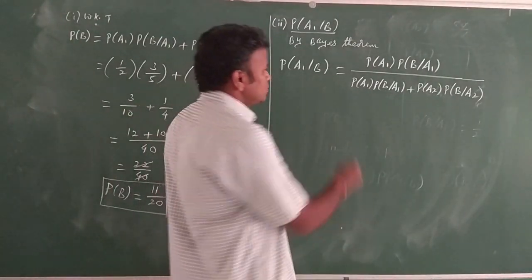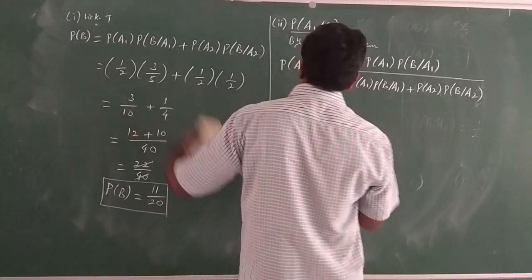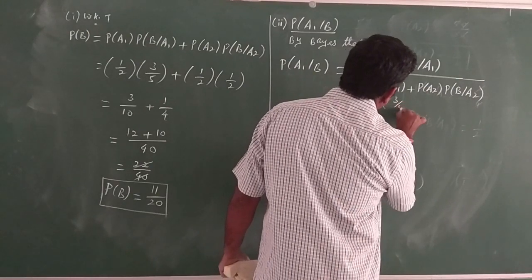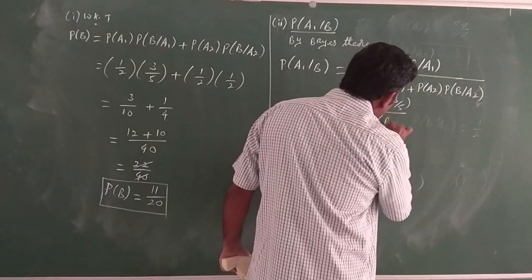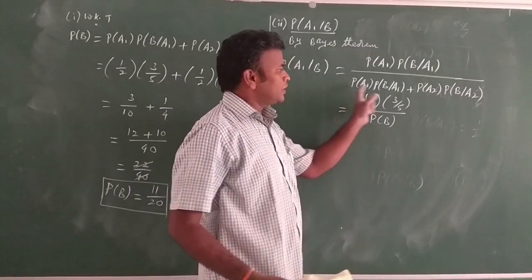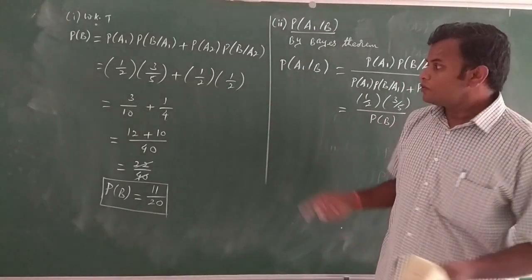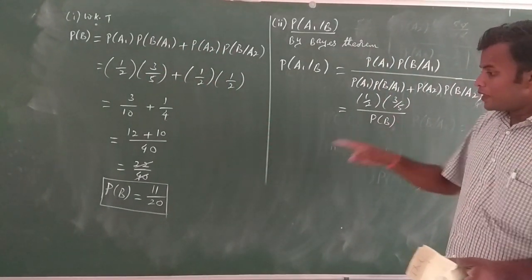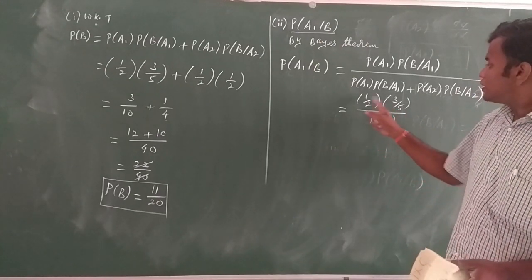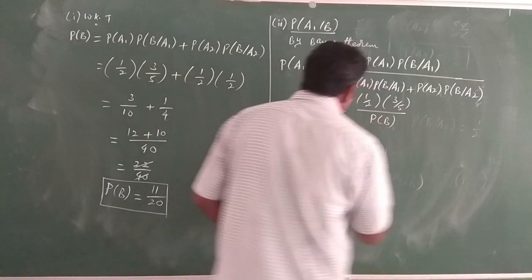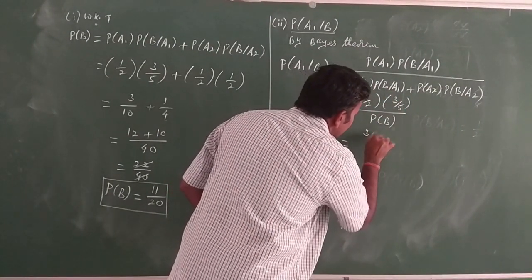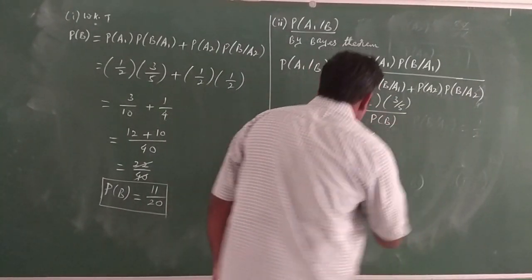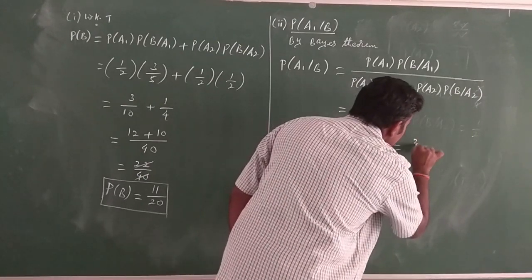Now we apply the values. The value of P of A1 is 1 by 2, and P of B by A1 is 3 by 5. The full denominator value is nothing but P of B, so I write it as P of B. We have to find the value of P of B. Now there is no chance of cancelling. We multiply the numerator as it is: 1 times 3 is 3 by 10, 2 times 5 is 10. By P of B, the value of P of B is 11 by 20.